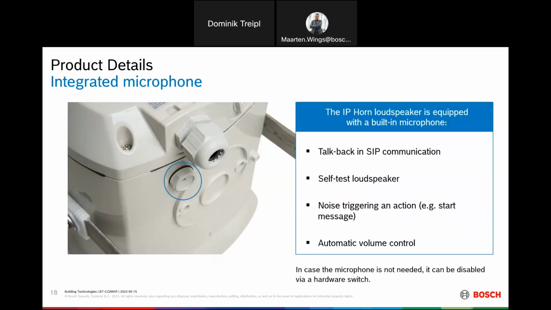Let's have a closer look at the built-in microphone. It can be used, as already said, for SIP communication and for testing the loudspeaker. And also for noise triggering, meaning noise detected by the microphone can be used then to start an action like playing a message, and it can be used for automatic volume control. If the microphone is not needed, it can also be disabled via a hardware switch inside the loudspeaker.